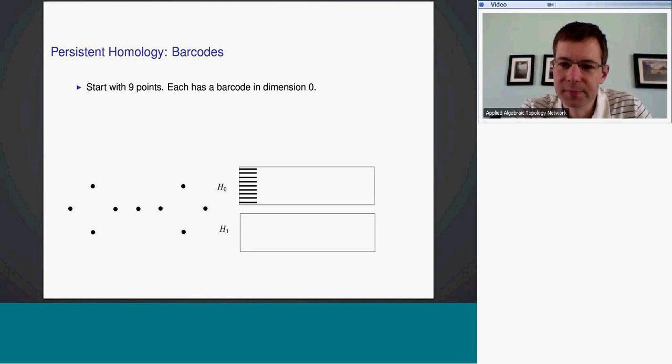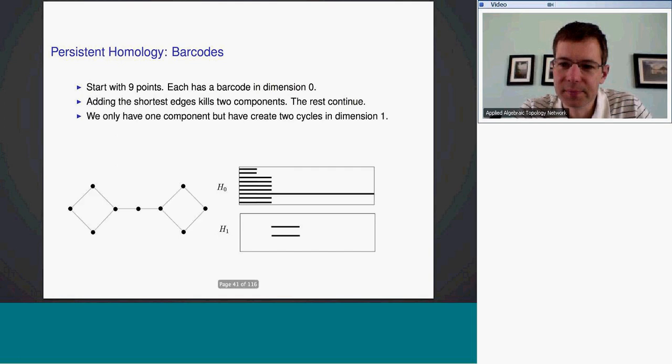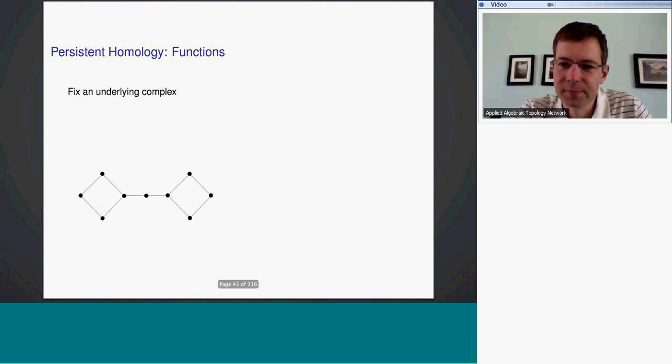Here we start off with 8 points, that's H0. We connect up some of those points in the first step, so you see some of those disappear. We have fewer connected components. In the last step, we form these circles. So you see H1 appearing, and then in the next step, those circles get filled in. So we have one connected component that lives out to infinity, and we have the birth and death of these circles that happen in the intermediate parameter range.